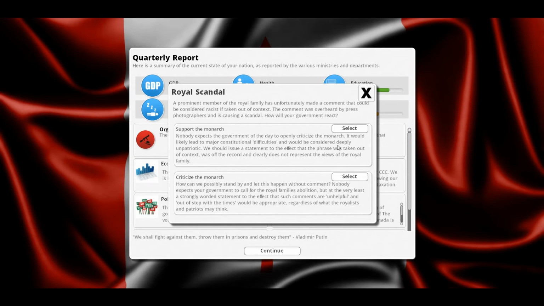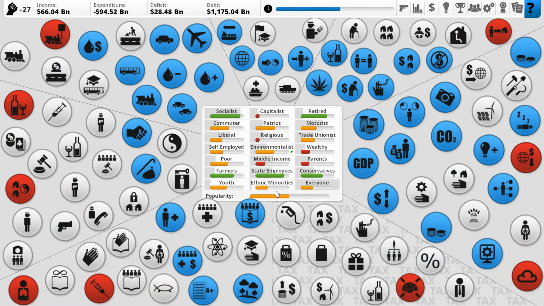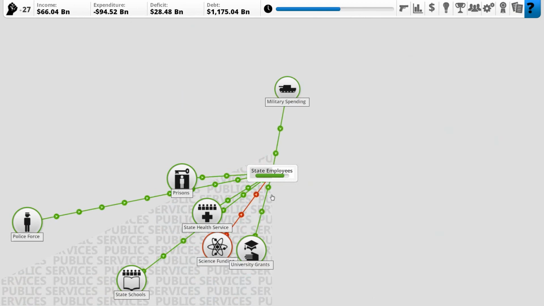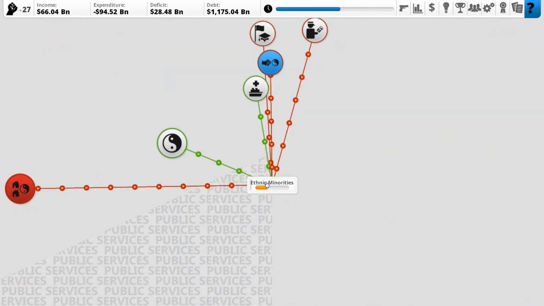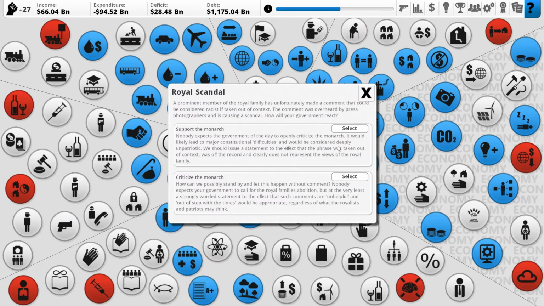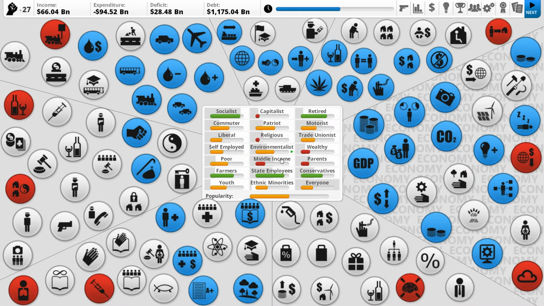Well, I'm guessing that this is going to be... We're going to have to take a look at our population before we make a judgment on that. It's going to affect ethnic minorities, which we have very few of. Wait. If I know Canada, we have more ethnic minorities than this, but whatever. We have quite a few more patriots. So we're going to actually stand by the monarch with their racist comments, because that's just the way you play democracy. I love this game.